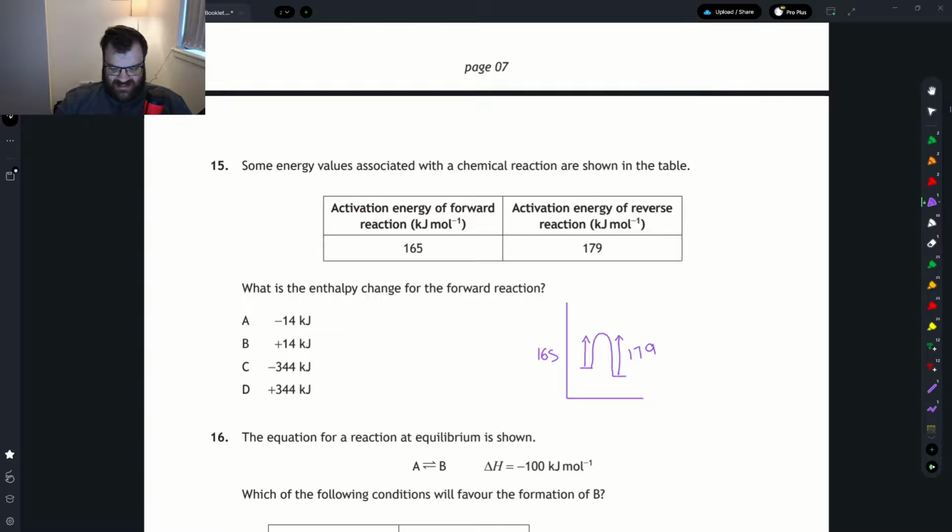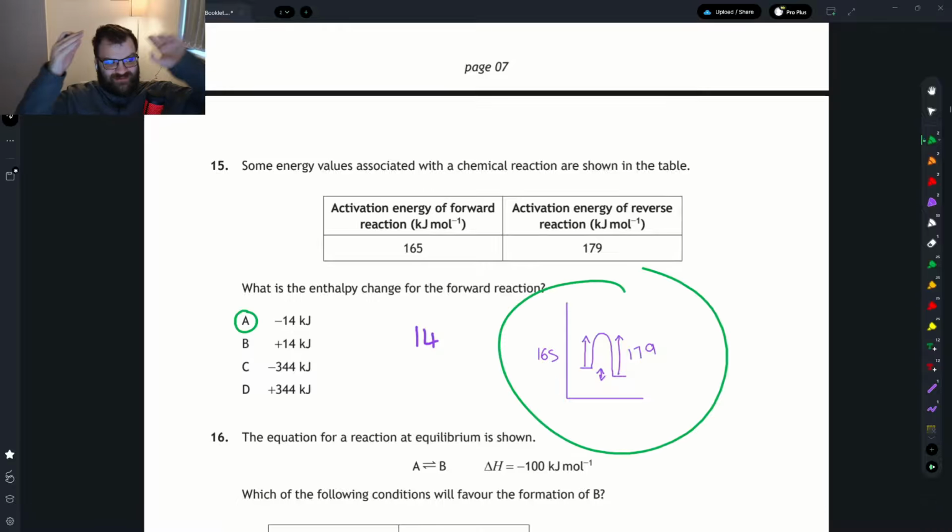Enthalpy change is the difference between the reactants and the products. So if we take them away, we get 14 of a difference. We are starting higher and we're dropping down. That's going to make it a negative enthalpy change. If you're able to picture that in your brain, you wouldn't necessarily need to sketch it out. But that's how I kind of got to those things. We know the jumps from the starting to the top forwards and backwards. The difference between them is the enthalpy change, and it has to be exothermic for this reaction to work.